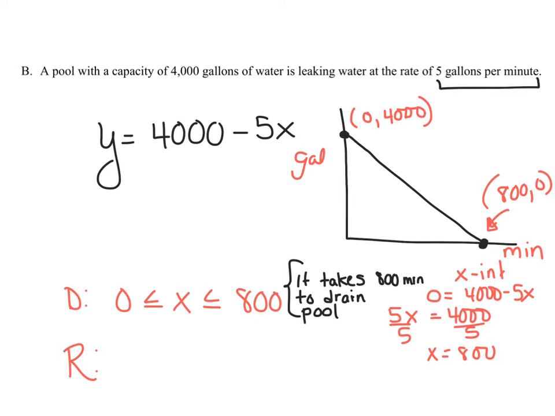And now when I look at the range, so that's my y values, and the y here is my gallons. So if I think about what are the restrictions on the gallons, well, the lowest y value is down here, 0, and the greatest y value is 4,000. So my y is between 0 and 4,000. And in words, what I am really saying is the capacity of the pool is between 0 and 4,000 gallons.